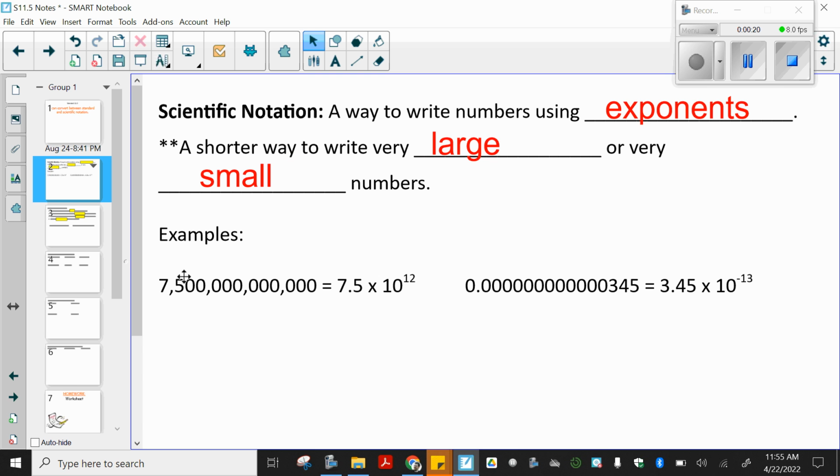Here's two examples. Here's 7,500,000,000,000 written. Here's a long way to write it. That'd take forever. Here's a quick way to write it using scientific notation. Here's a significantly smaller number rewritten as an easier to write, easier to understand number, right? Notice the difference here. Big numbers end up with a positive exponent. Little numbers end up with a negative exponent.